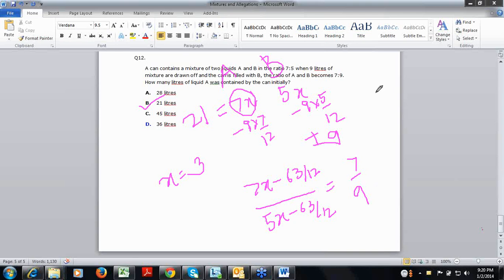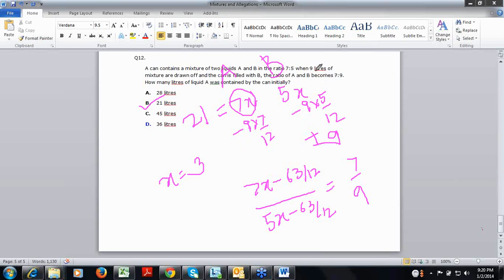A and B. Let the quantity be 7x and 5x. Now 9 liters is removed. So how much of A is removed? The 9 liters will also have 7:5, meaning 7 by 12 of the total quantity. So minus 9 into 7 by 12. And how much B quantity will it have? Minus 9 into 5 by 12.